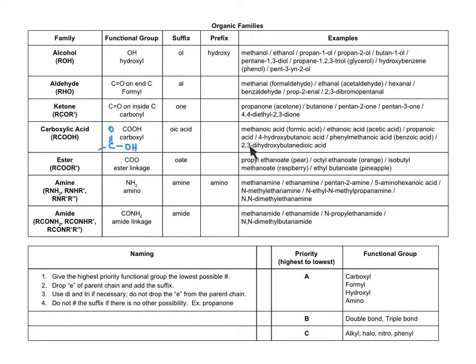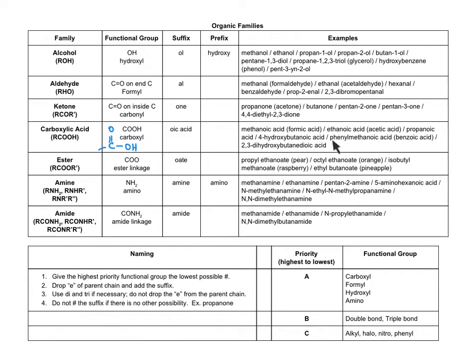Propanoic acid, 4-hydroxybutanoic acid. So here we have a carboxylic acid with 4 carbons, right? And a hydroxy, it's saying 4-hydroxy. Remember, hydroxy was the prefix for the hydroxyl group. And so we can start to blend and see different functional groups in the molecules.